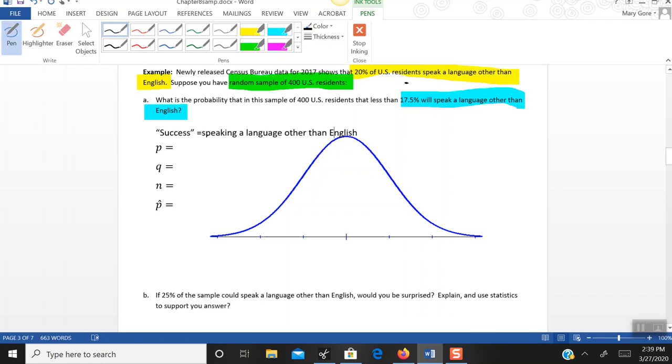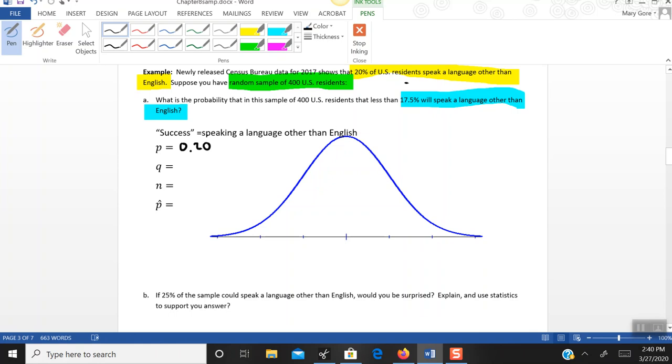So we see the information in yellow, 20% of U.S. residents speak a language other than English. That is a number we were given from the Census Bureau, sort of a big nationwide value. And then later in this sort of turquoise blue, we get a different percent that says 17.5% will speak a language other than English. And that's attached to the smaller set of 400 U.S. residents. So you can see the one in yellow is for a population, and the one in turquoise is for a sample. So as we start to fill these out, we'll see that P, we can say here, is equal to 0.20.